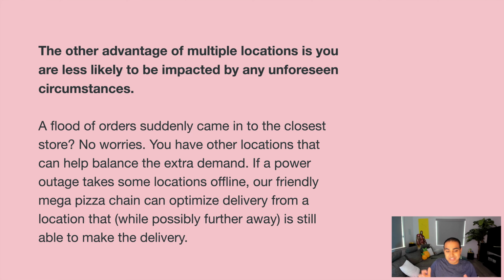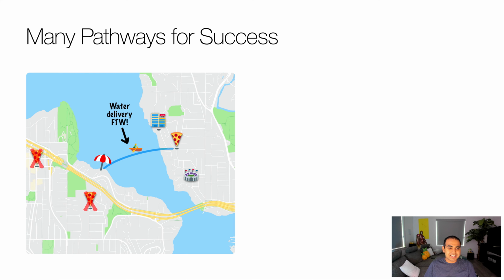Or if a power outage takes some of these locations offline, the pizza chain can optimize to get all deliveries and all orders from another location. And so the end result is you have more backups, more fallback plans, to be able to still ensure that if you want pizza, you can get it very quickly without too many unforeseen delays.